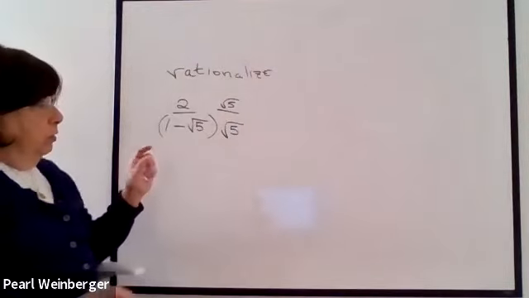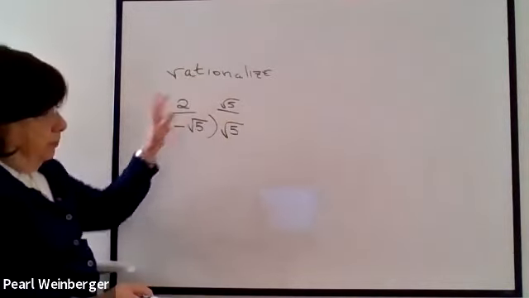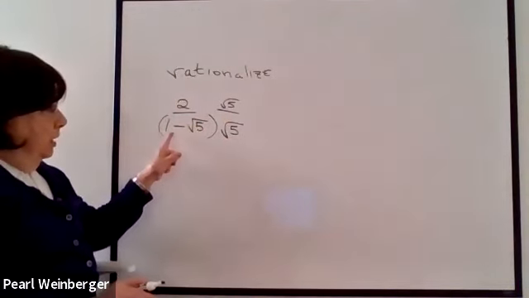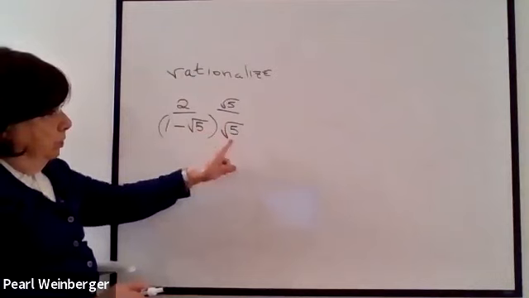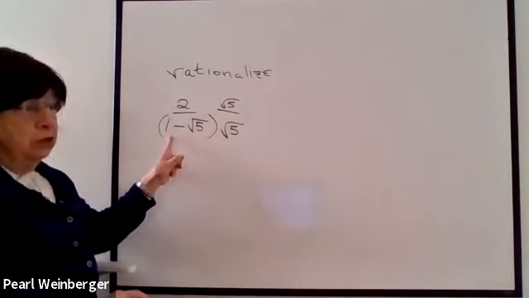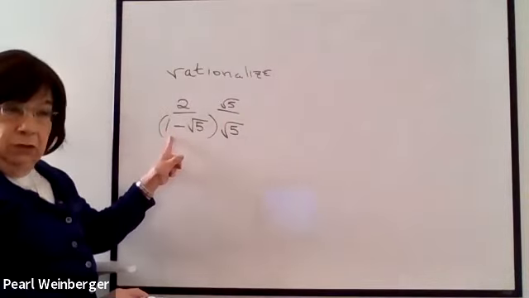Why is it not going to work? Forget about the top. We don't care about the top. Look at the bottom. Look at the denominator. This is a binomial. We're multiplying by a monomial. So I have to use the distributive property.